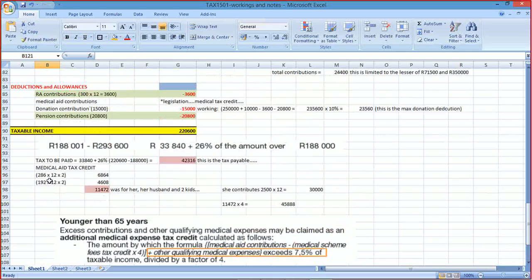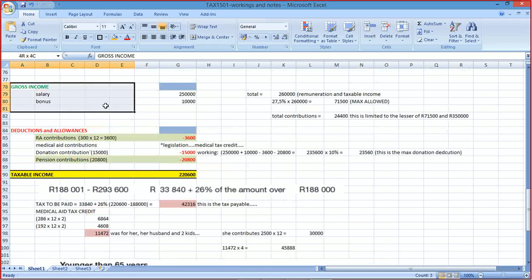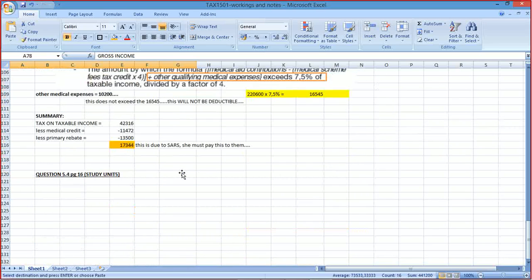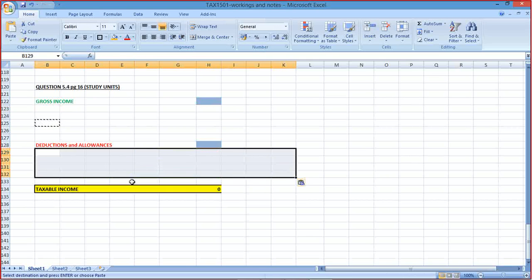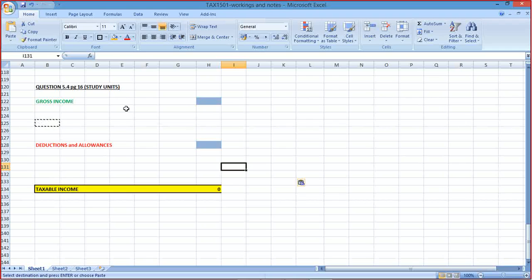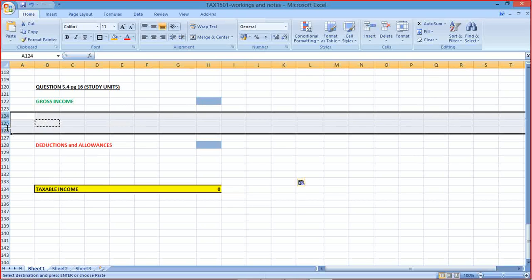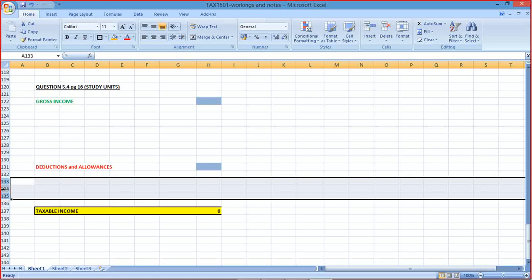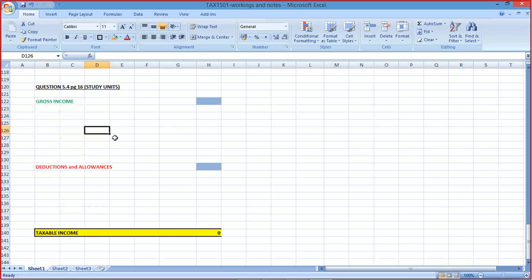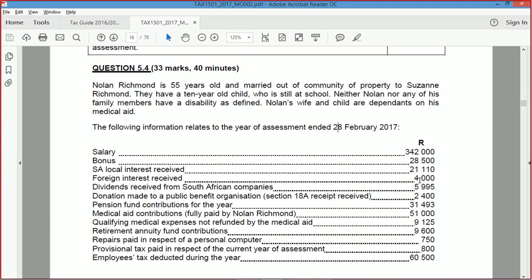Step number 1, copy and paste the same stuff as we did before. I'm going to need these templates. Right, there we go. Okay, perfect. Now we can get going. Go back to the question and let's read it.